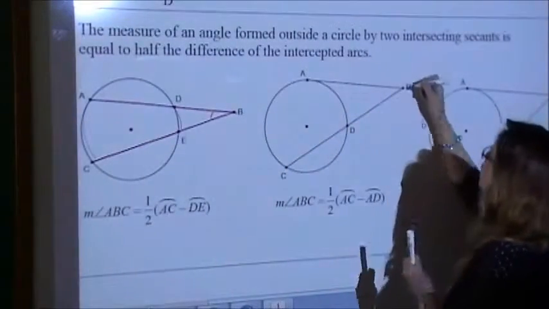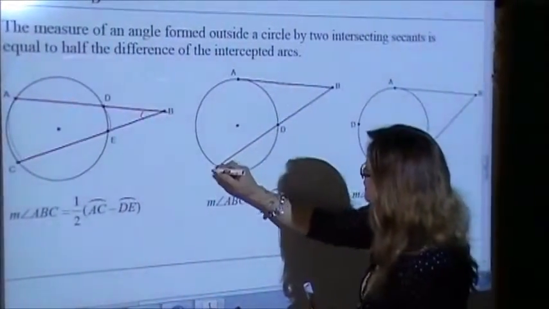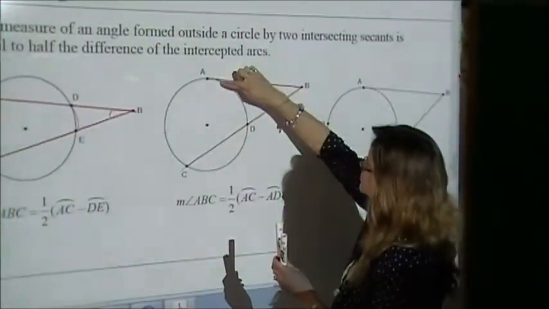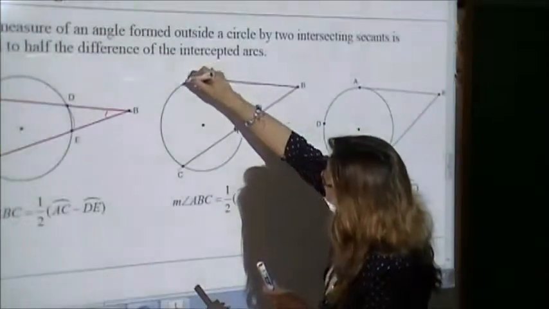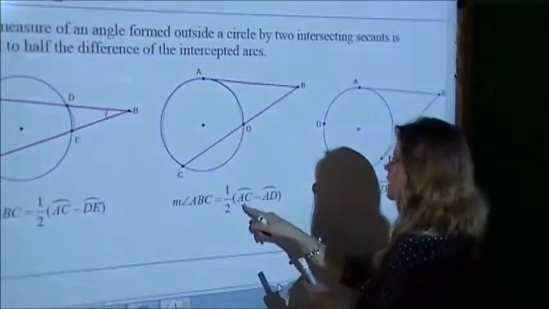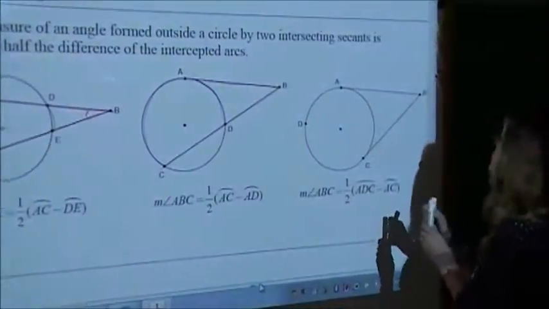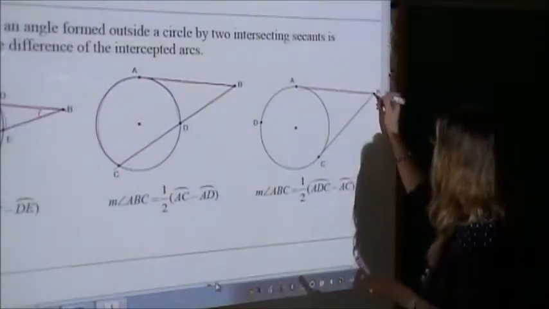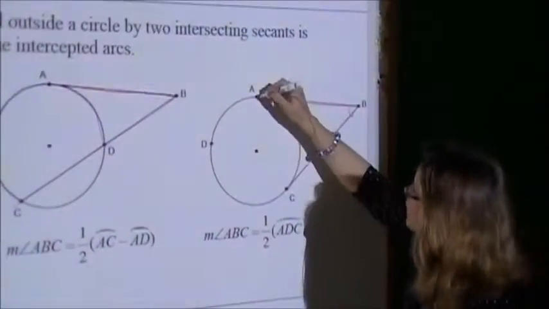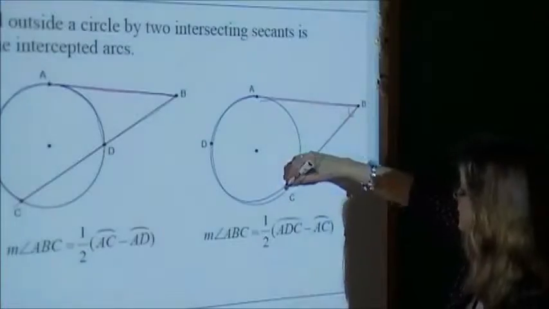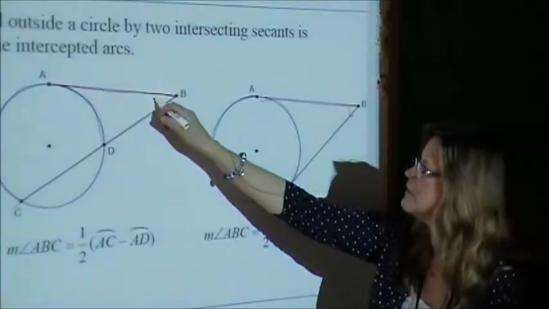It works if you have one tangent and a secant. The flashlight's still hitting the circle here. Here's an arc from A to D, and then the other arc is arc AC. So bigger arc minus smaller arc divided by 2. It works with 2 tangents. It's the same formula. With 2 tangents, for this angle, you would take the bigger arc, arc ADC, the major arc, subtract the minor arc, and divide it by 2. And that's how you figure out this angle.